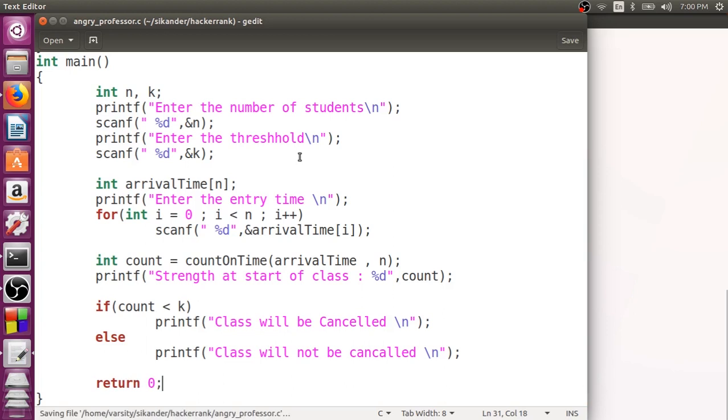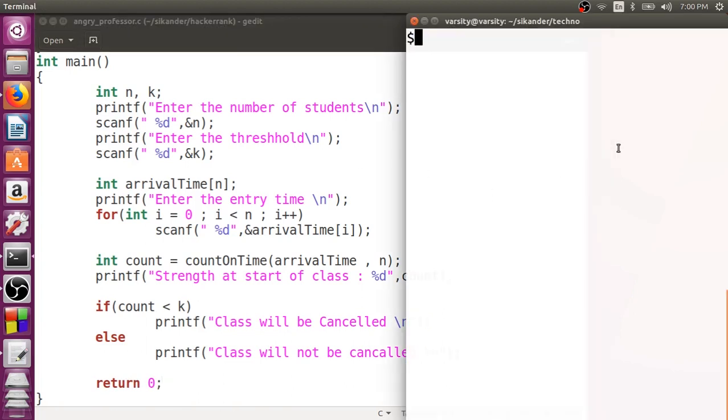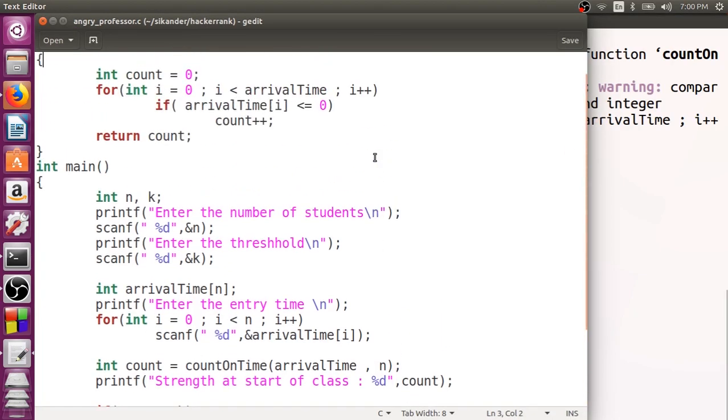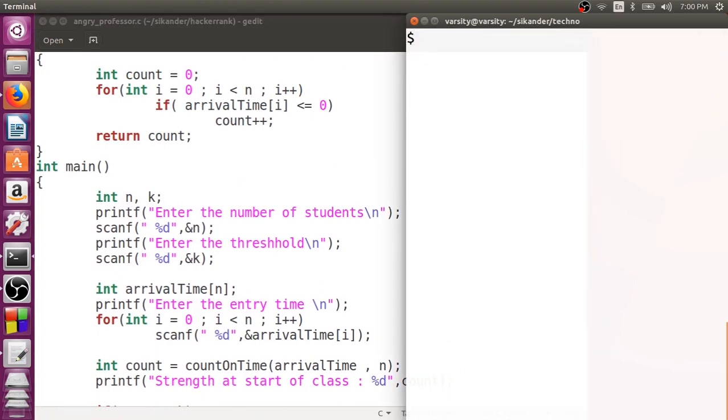Perfect. Let's compile this and observe if it's working fine or if we have any modifications to be done. Okay, there is a problem here. It says comparison between pointer and integer. Here I have made a small mistake. Here I was supposed to write n, not arrival time. Right? Okay, changes done. Compile it.